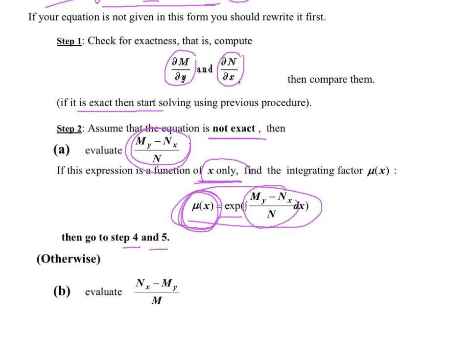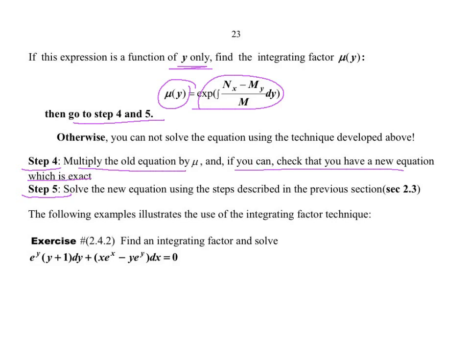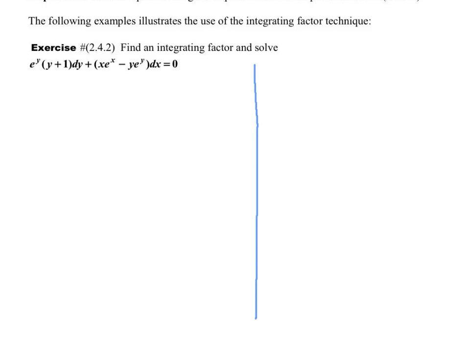Otherwise, if this is not a function of x only, we have to check (Nx minus My) divided by M to see if it is a function of y only. If it is a function of y only, then find mu y, which is e to the power of that. And then go to steps 4 and 5. These are actually steps 4 and 5: after finding the integrating factor, either a function of x or a function of y, multiply it into the differential equation to make it exact, make sure it's exact, and solve it. Let us consider the following exercise.